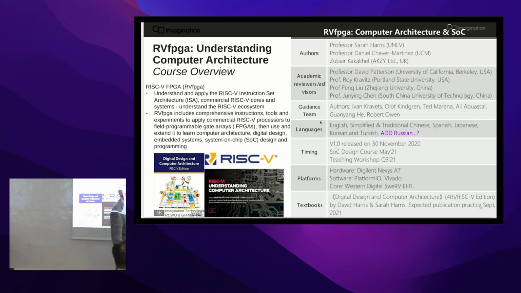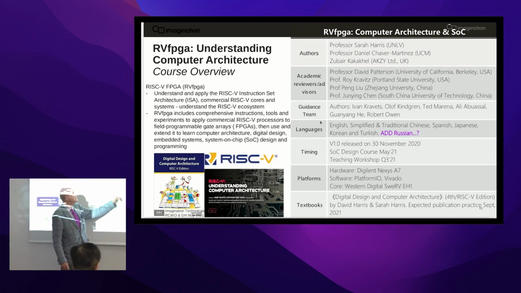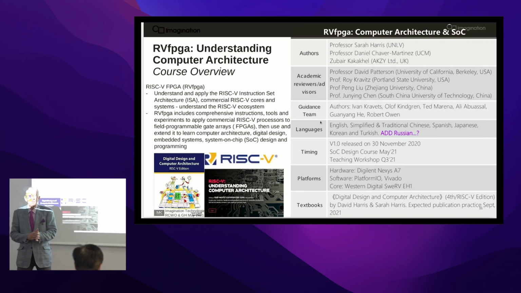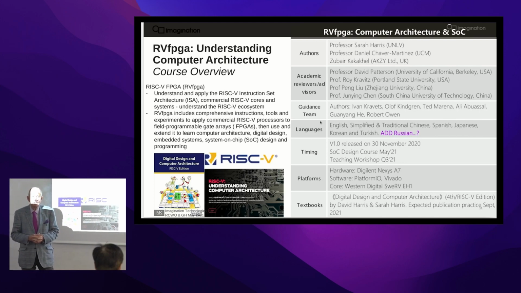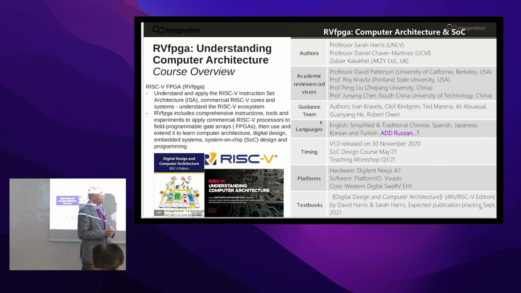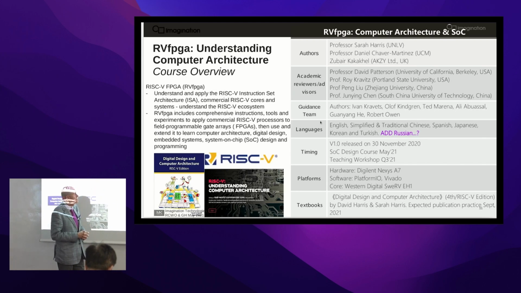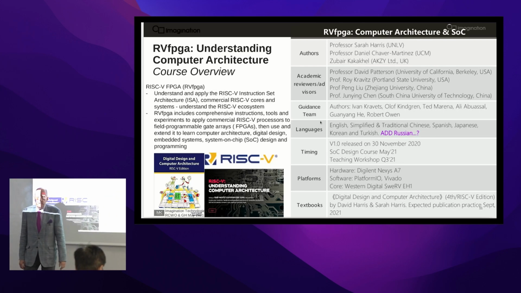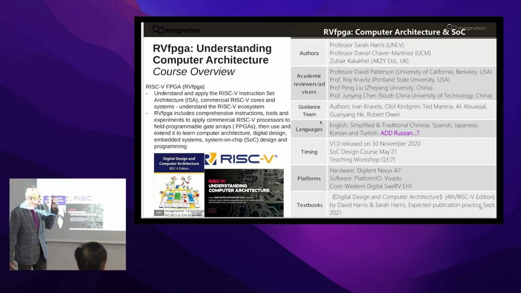And people like Roy Kravitz up at Portland State in the US and Liu Peng at Zhejiang University in China have all had inputs into these materials. So you see, it's a truly global project. And you met some of the team, obviously, with Danny here. I'm sort of the facilitator. I brought the team together. To be honest, I let the teachers make the decisions on the content.